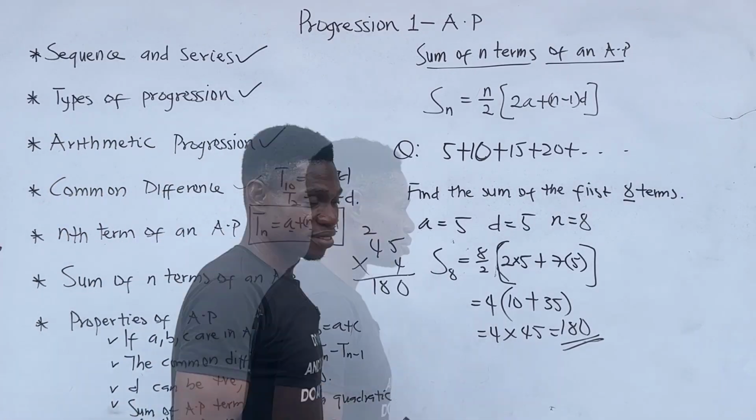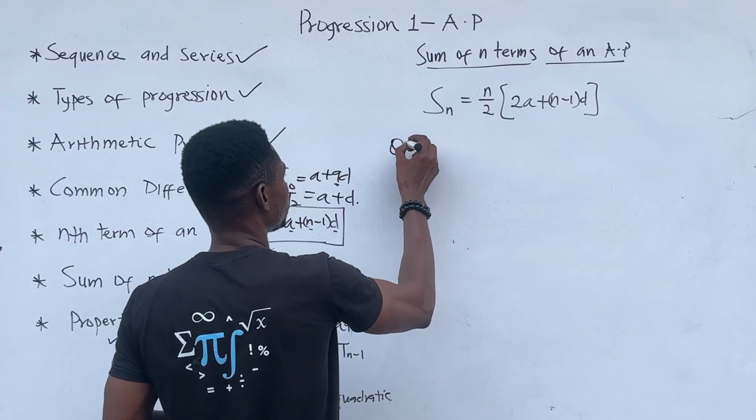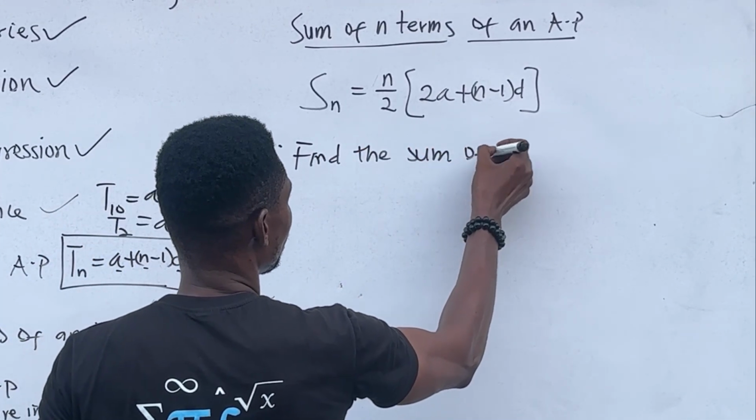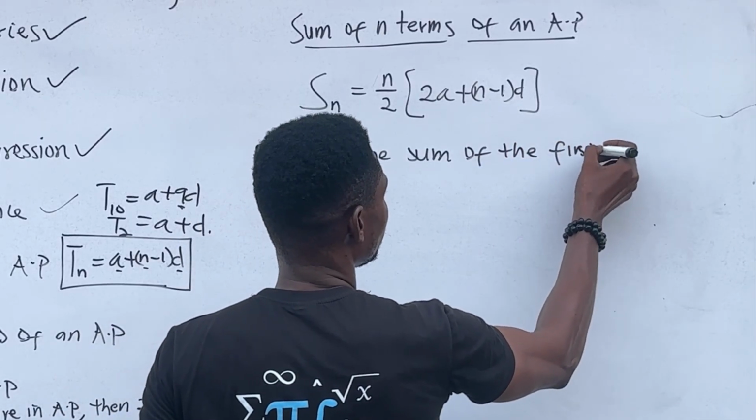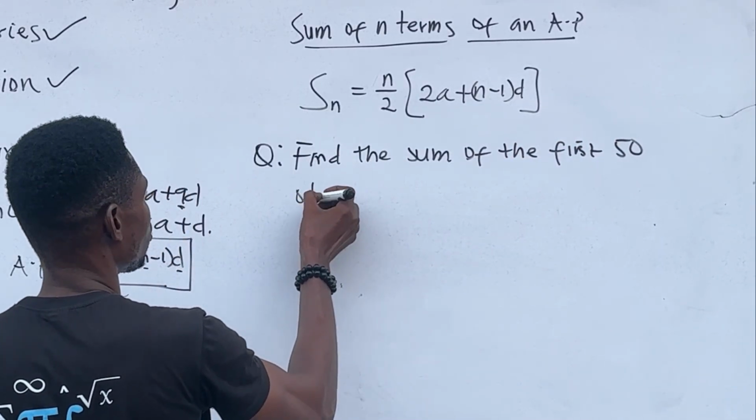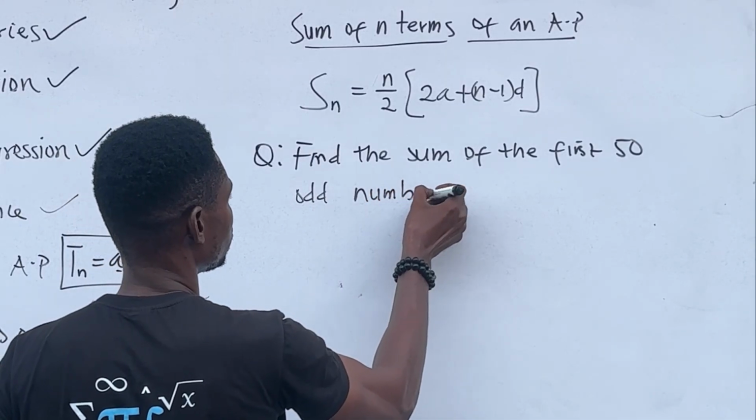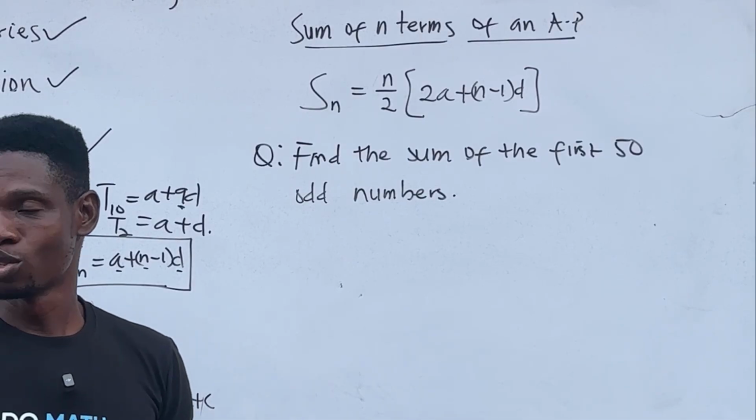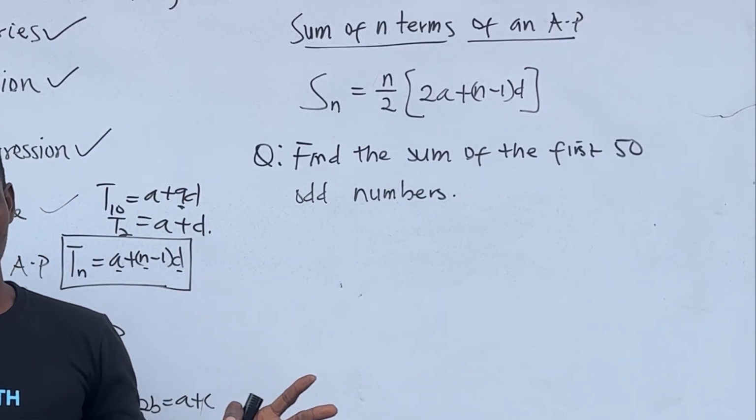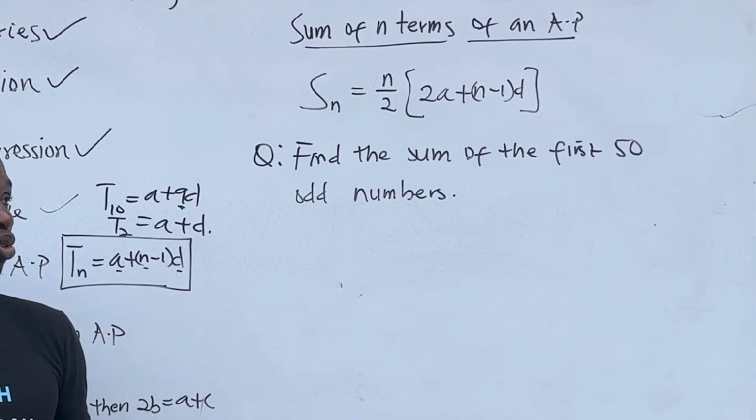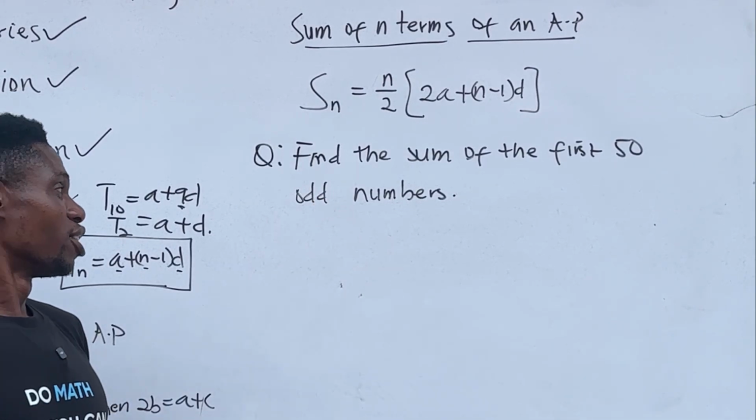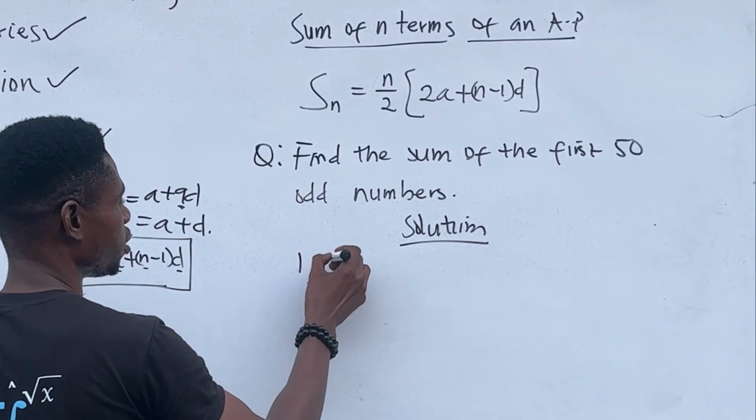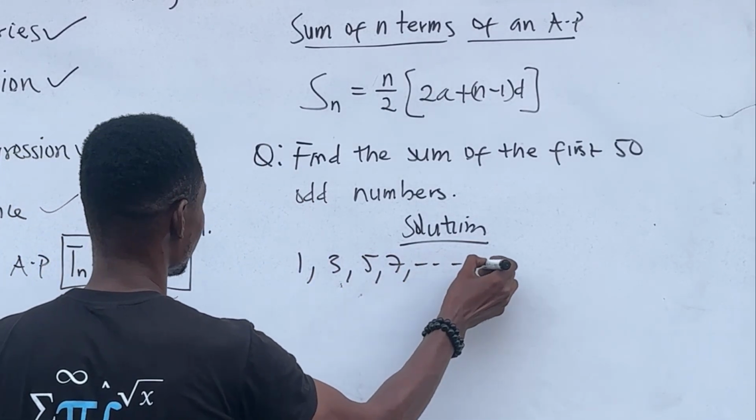Let's see another example. Another question says find the sum of the first 50 odd numbers. Find the sum of the first 50 odd numbers. So if you pick the first 50 odd numbers, the sum of all of them, what is it? That's what the question asks us to find. Our odd numbers are 1, 3, 5, 7, and so on, right?